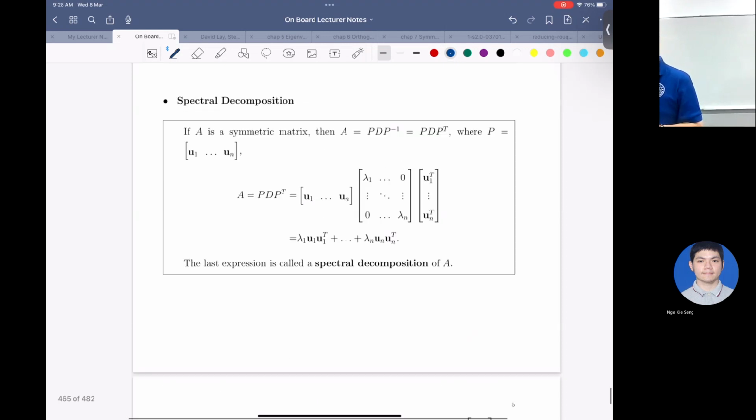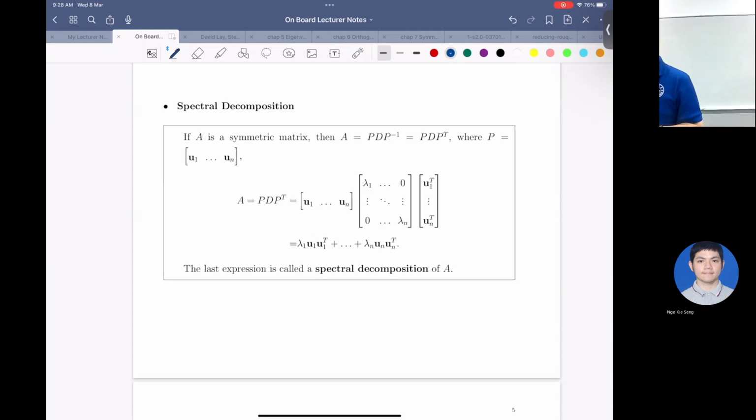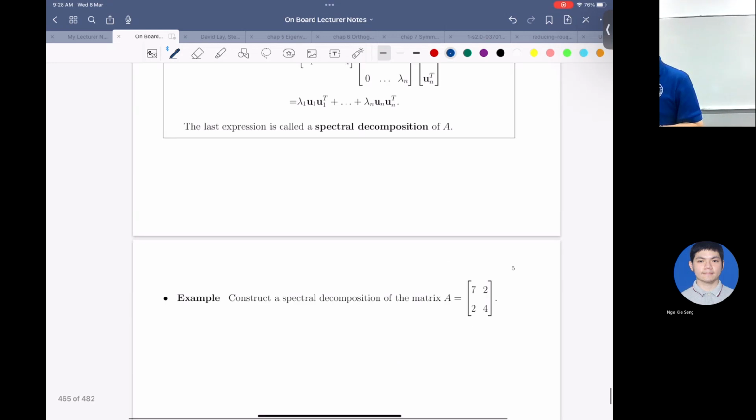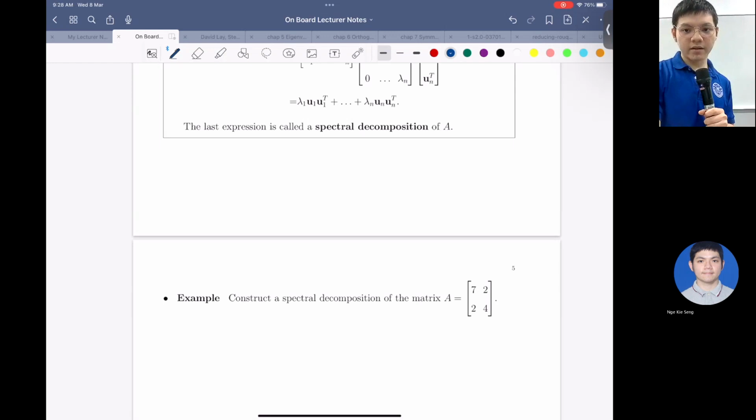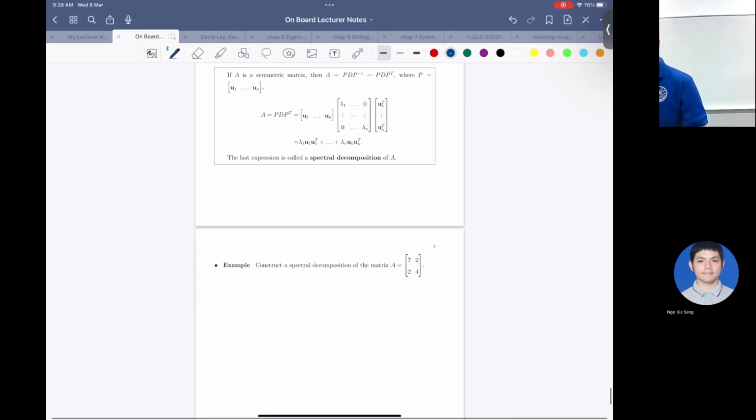How about we try this example here? Okay, let's try part C from this example here.